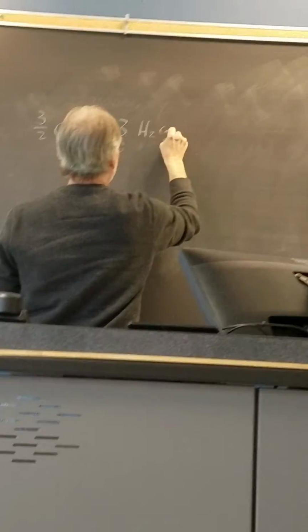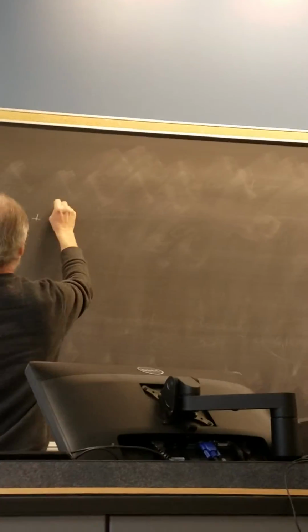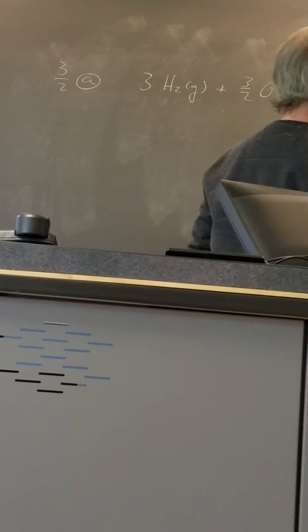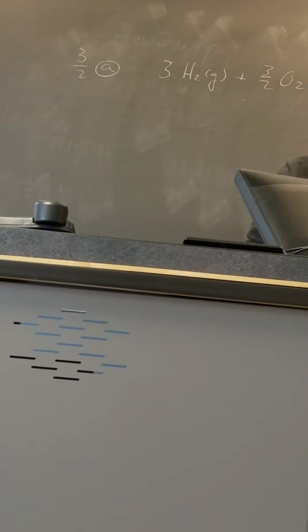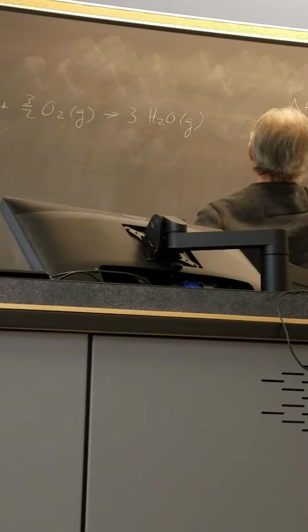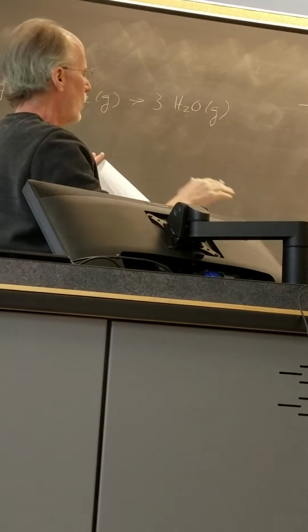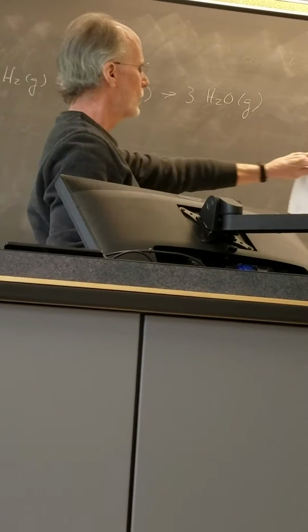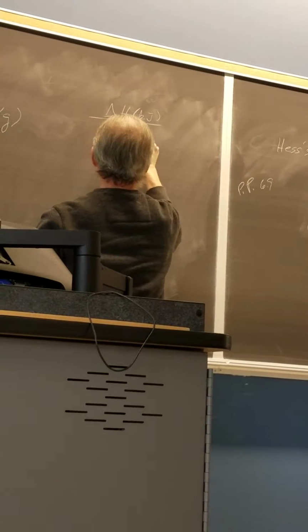3H2, and remember, you have to now multiply everything by 3/2. So 3/2 is O2 and 3H2O. And whatever you do to the equation, you also do to the delta H. So 3/2 times the negative 483.6 is negative 725.4.